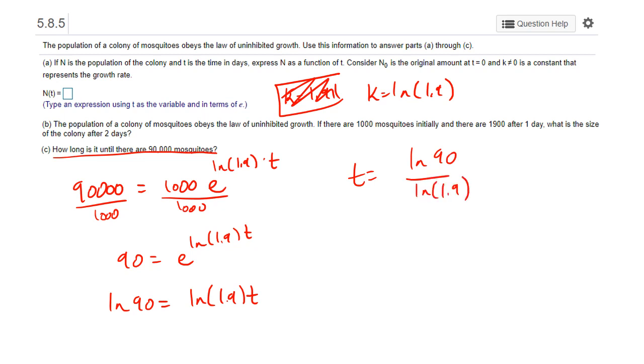And again, since I haven't introduced a rounding error when computing the value of k, I'm not going to get a worse rounding error here. Natural log of 90 divided by natural log of 1.9 is 7.01. So it's only going to take about 7 days to have gone from 1,000 mosquitoes to 90,000. I guess they breed pretty quickly.